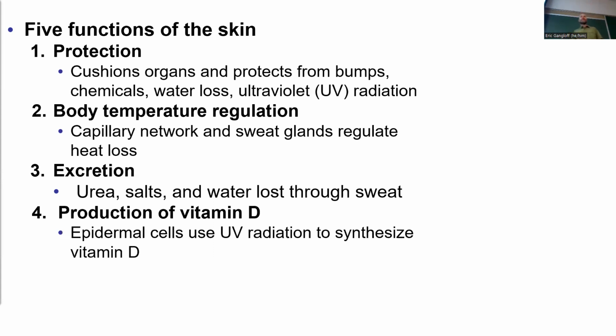Fourth function is the production of vitamin D. In a complicated chemical pathway that we're not going to get into, exposure of certain cells in your epidermis to UV radiation allows them to synthesize vitamin D, which plays an important role in calcium regulation and calcium uptake. This is why getting sunlight is important for your health. And you don't need much of it at all. You need very, very little sunlight exposure to your skin to produce enough vitamin D, but some is absolutely essential. You can, of course, get vitamin D through your diet as well, but it's not quite as effective.